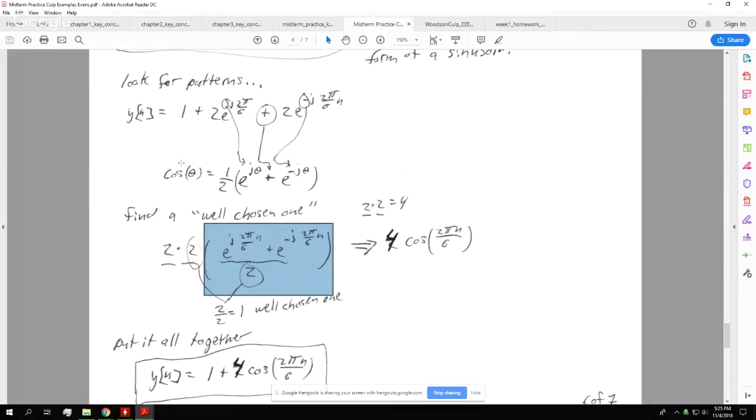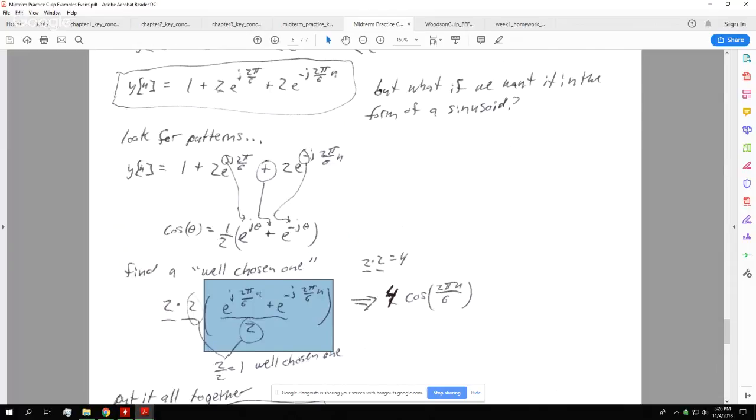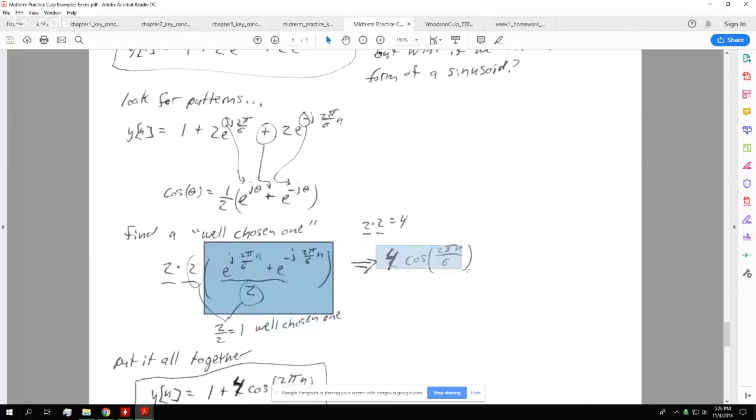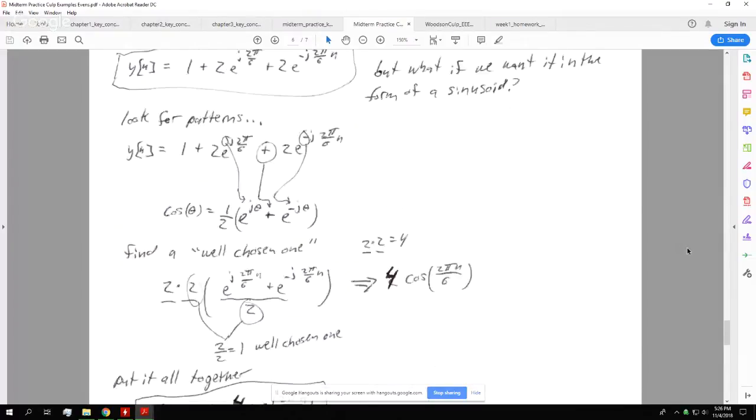And this is cosine, because this is the same exact form. We have a 1/2. Here's the 1/2. We have a positive j here, positive j here. This is omega naught right here, 2 pi over 6. And this right here is a minus j. We have a minus j here, and this is omega naught again. So this right here is Euler's identity. It is a cosine of this argument here. And remember, I had to create this 2 out of thin air using the well-chosen 1, so that gets multiplied by my original magnitude, 2. So this turns into 4 cosine 2 pi n over 6. Now I'm going to put this all together, because remember we had this other constant here from our original solution.